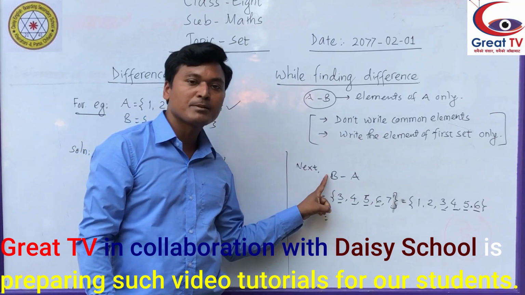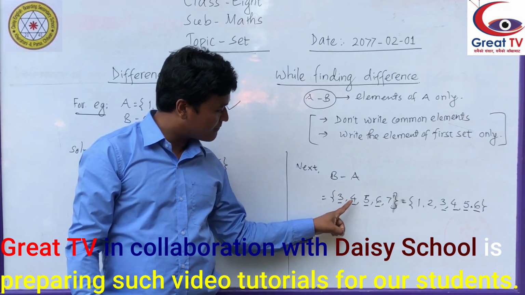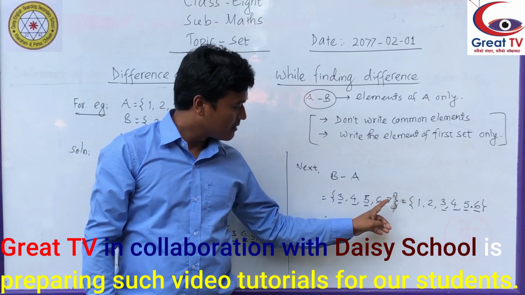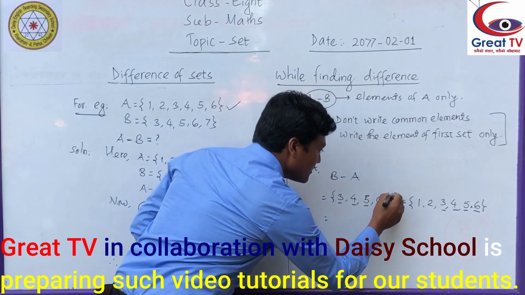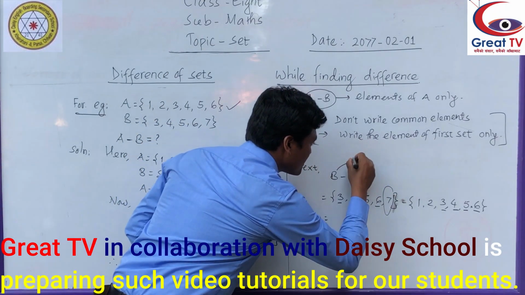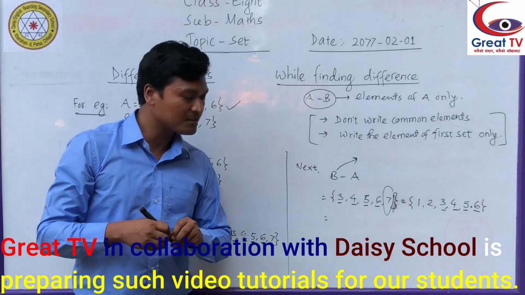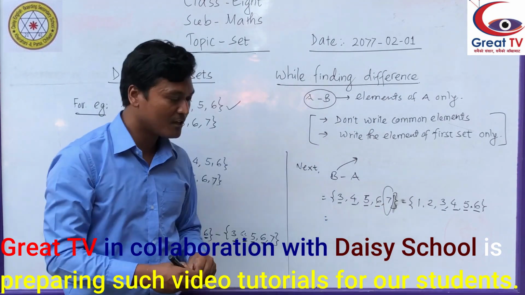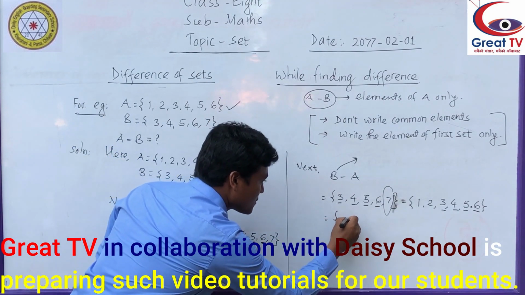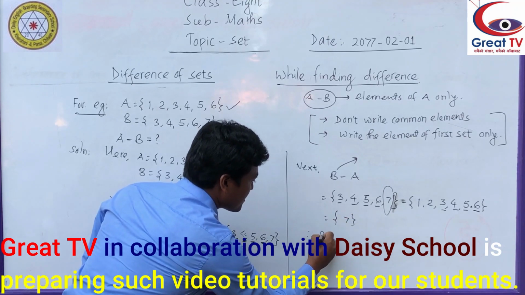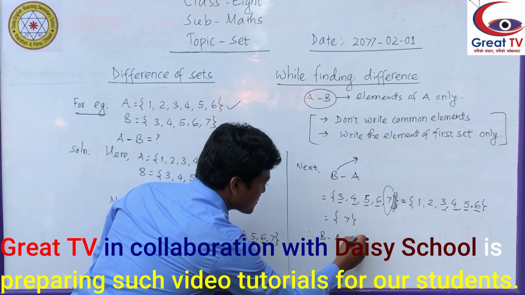Here, we consider B as the first set. So 3, 4, 5, 6 are the common elements. The remaining element of the first set, B, is 7. Therefore, B difference A is equal to 7.